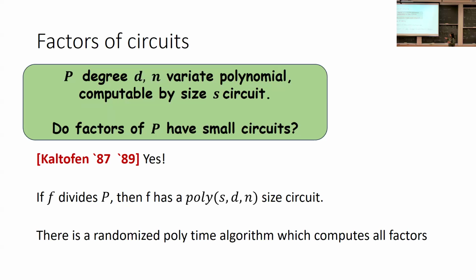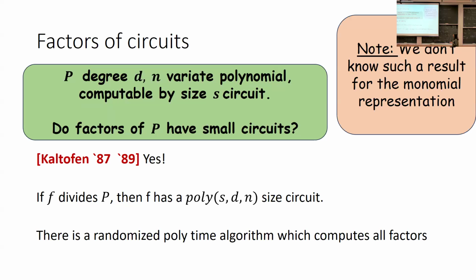Not only did Kaltofen show how the factors are low complexity, he also showed that there's an efficient randomized algorithm for computing all the factors. And this is all very non-trivial and really elegant math behind it. And like I mentioned, we don't know such a result when we don't talk about circuit complexity, but we talk about monomial complexity.